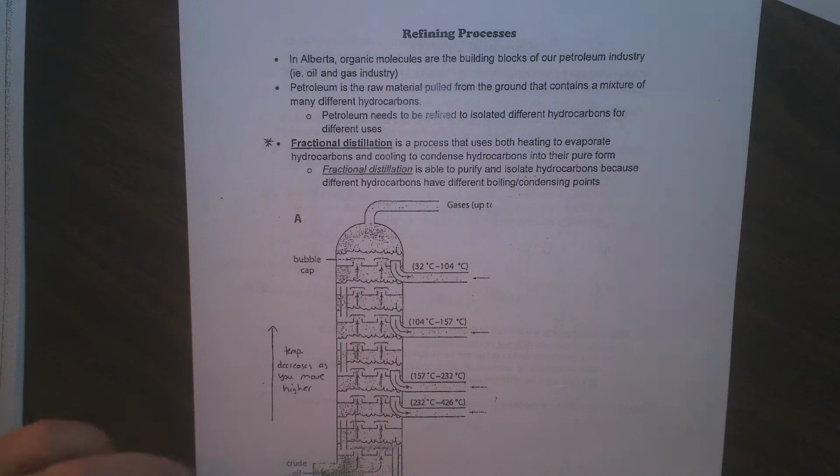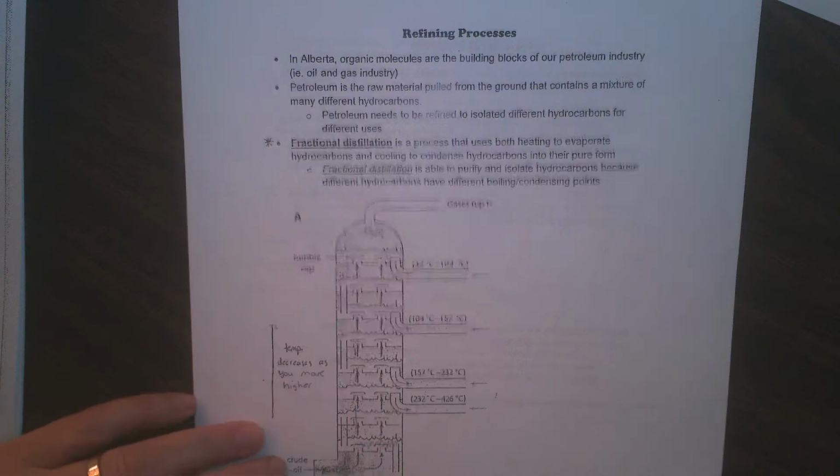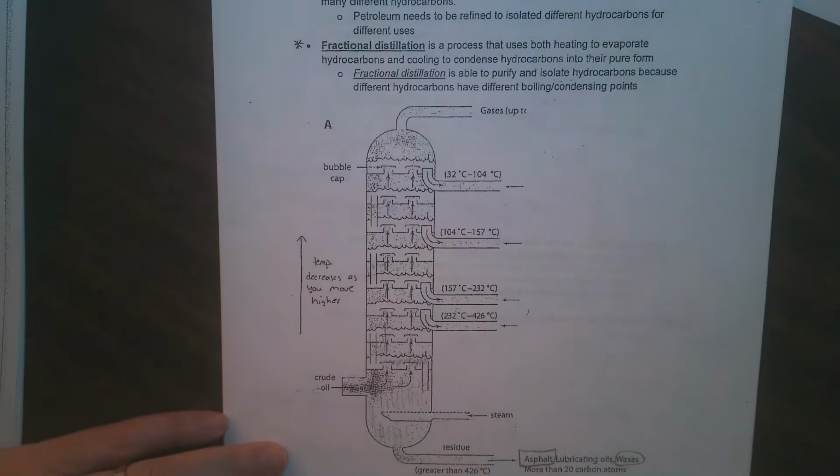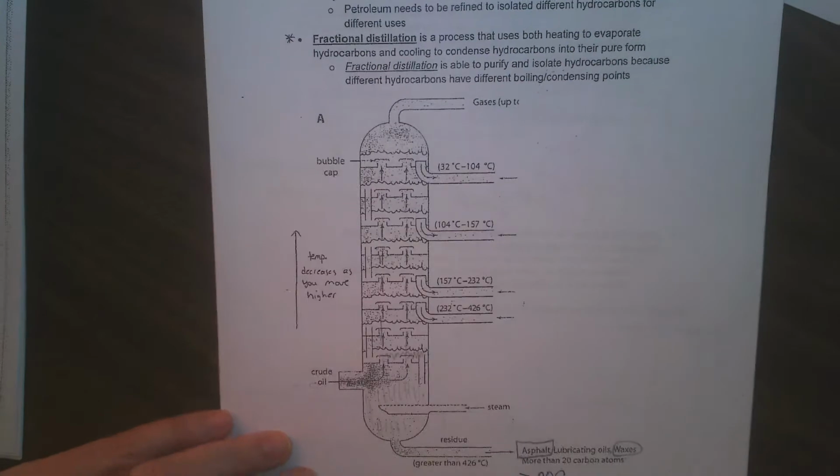In the refining process, we look at what happens when steam is added to a distillation tower. When crude oil comes in, it is what we call heavy oil, by which we just mean long-chain hydrocarbons. The first part that comes out is the asphalts and waxes, which are more than 20 carbons long. So they're very complex, and we see this, we drive on asphalt all the time.